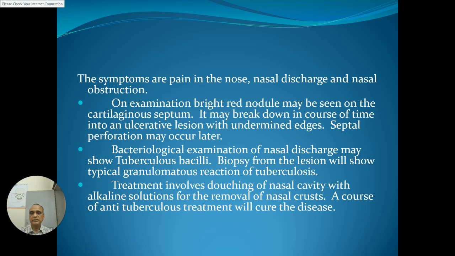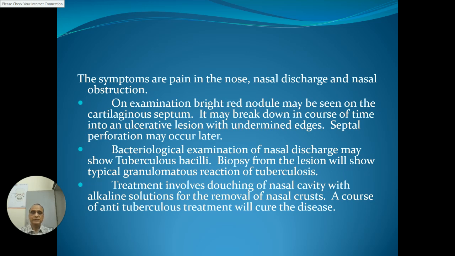So the tuberculosis affecting the cartilage is one of the noticeable differences when compared to syphilis and also leprosy. It may break down in due course into an ulcerative lesion with undermined edges. This is one of the characteristic features of the tuberculous lesion: undermined edges and lividity, that means blue pigmentation will be seen, and it will ultimately result in septal perforation. Thereby, tuberculosis is one of the common causes of septal perforation.